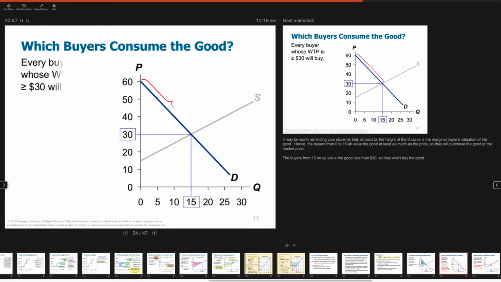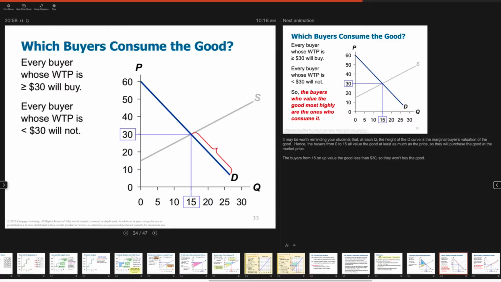So let's look at a little bit of information. Every buyer whose willingness to pay is greater than or equal to $30 is going to buy. Every buyer whose willingness to pay is less than $30 won't buy. So, are the consumers efficient? Yeah. We're meeting their willingness to pay. They get what they wanted.